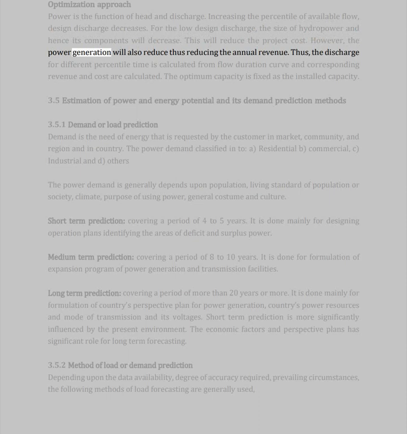However, the power generation will also reduce, thus reducing the annual revenue. Thus, the discharge for different percentile times is calculated from the flow duration curve, and the corresponding revenue and cost are calculated. The optimum capacity is fixed as the installed capacity.